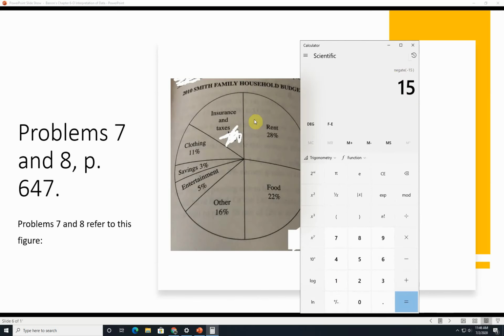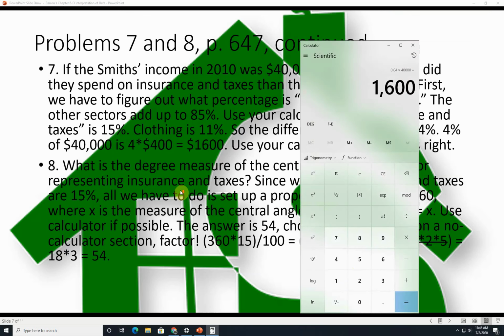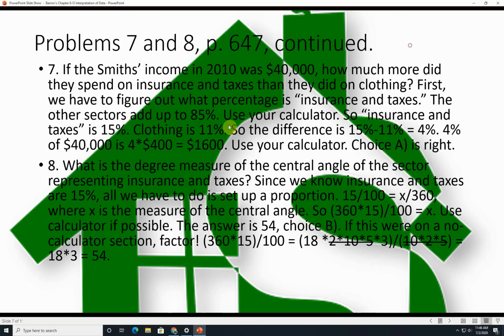Boom. We've got 15%. So clothing is 11, so what you can do is just subtract 11. Okay, so that's 4%. And we can either use the percent key, which I don't see. Fine, I'll just multiply that times 1%. So it's 0.04 times $40,000. All right, that's $1,600. So the answer is, in fact, 4 times $400 or $1,600.